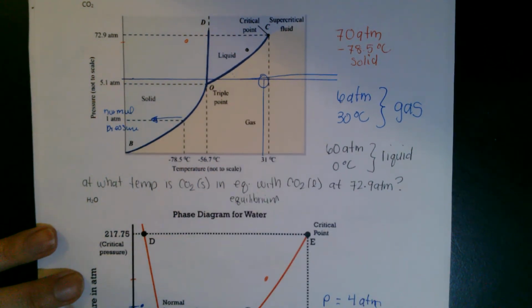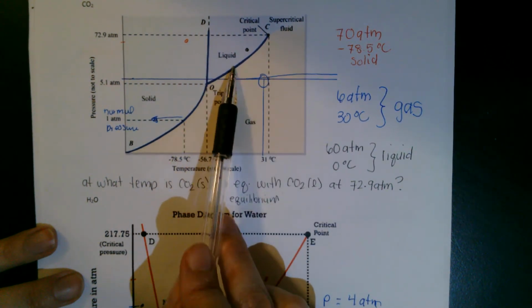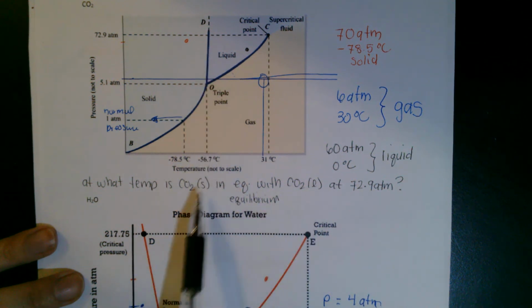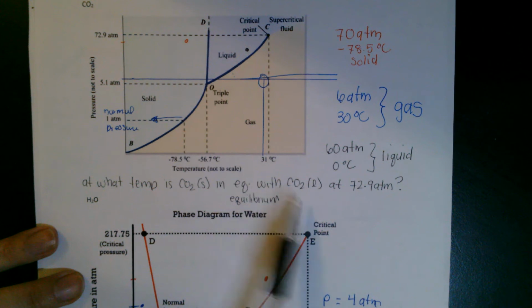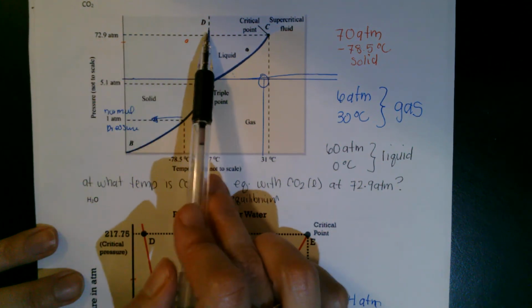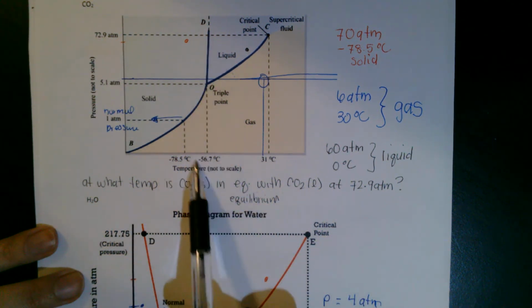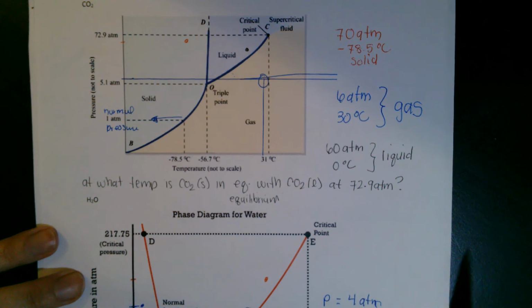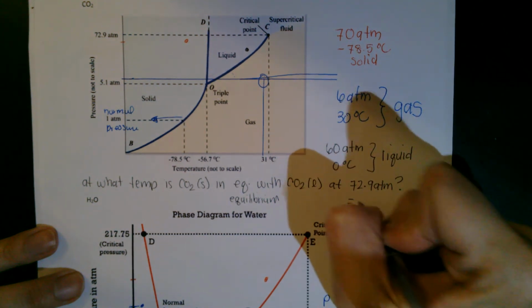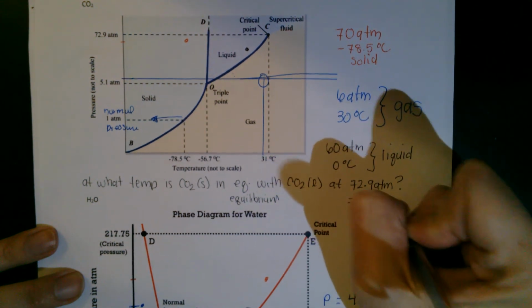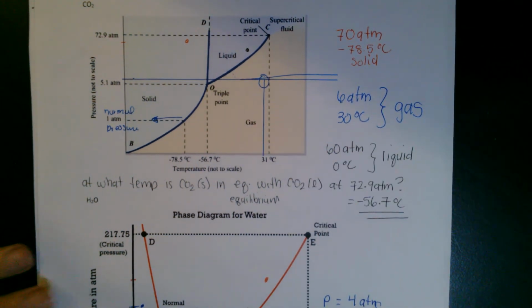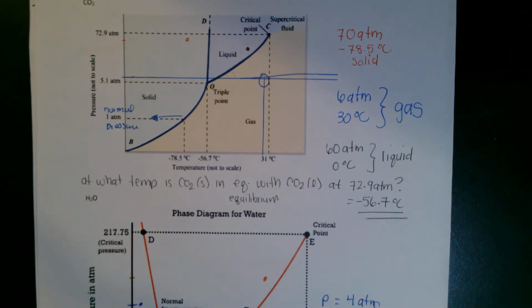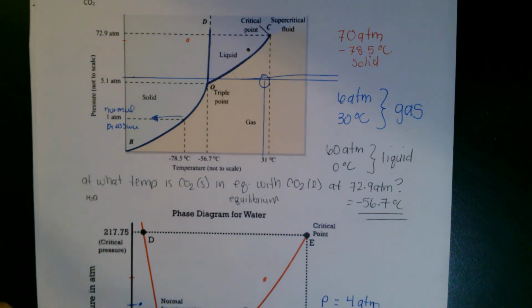which again means they coexist together, is you need to be on one of these lines. So if we look for solid and liquid, we're looking at this line right here. Okay, so our 72.9, to fall on that line, our temperature would need to be that negative 56.7. Okay, so those are the types of questions that you would be expected to answer with a phase diagram.